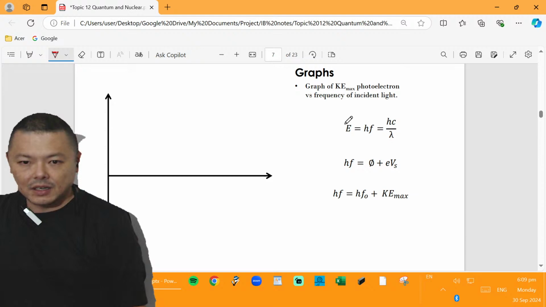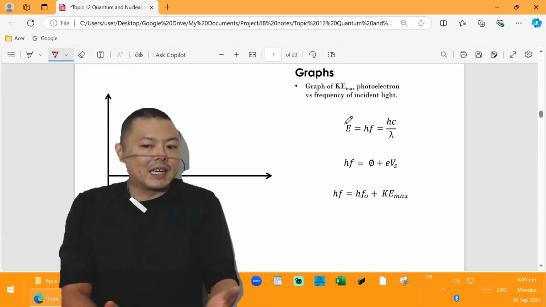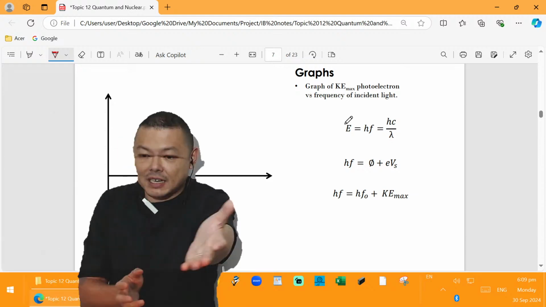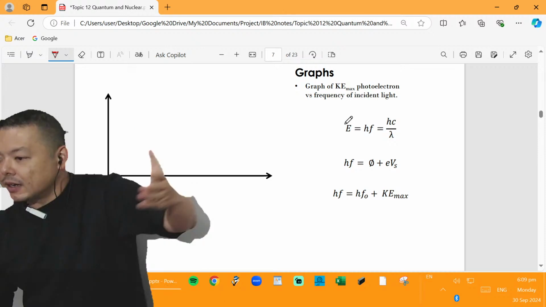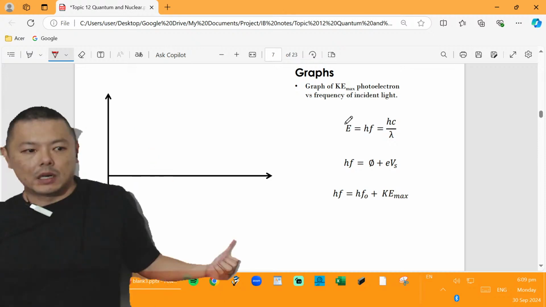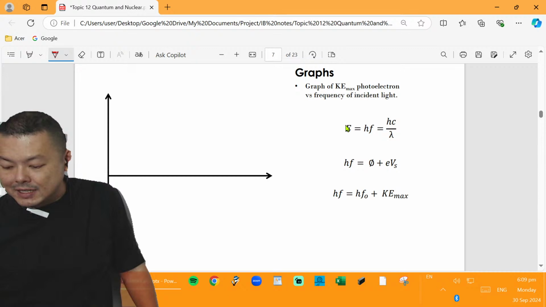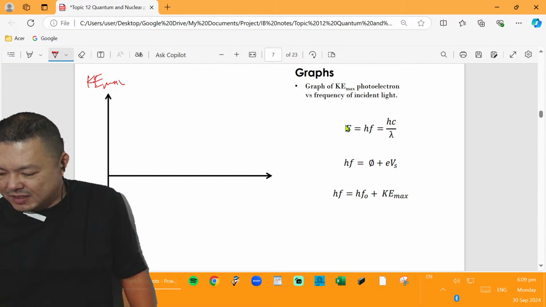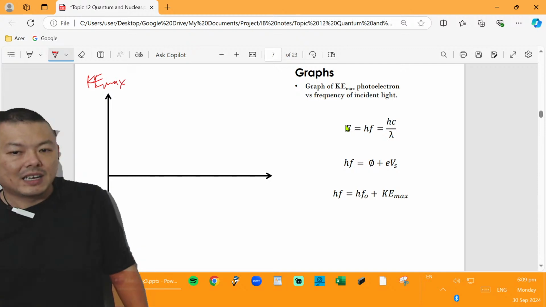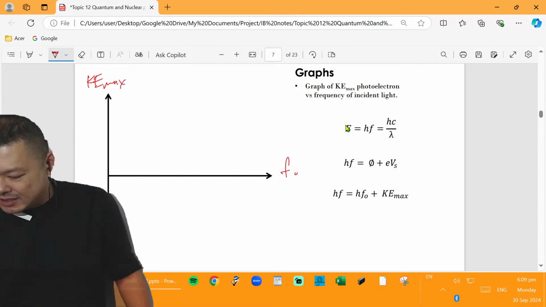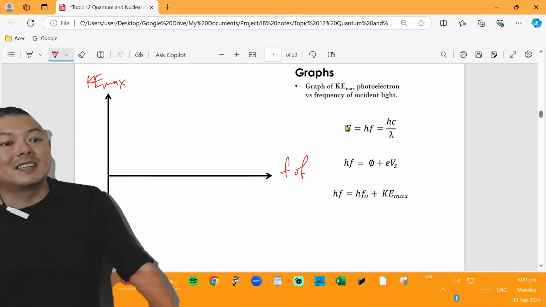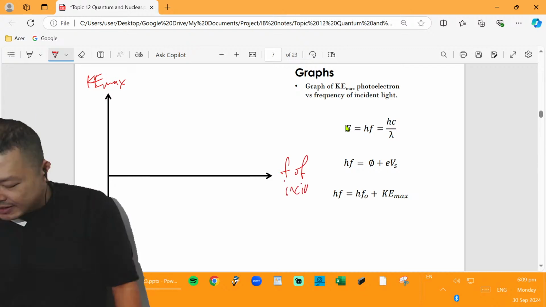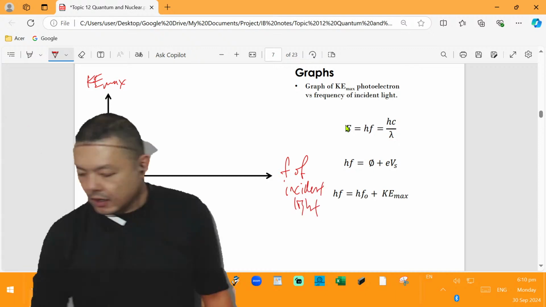So this graph is what against what again? Let's say you're revising and looking at a blank slate. What is the y-axis? Ke max. And then this one here, frequency of what? Of incident light, right? Frequency of incident light.